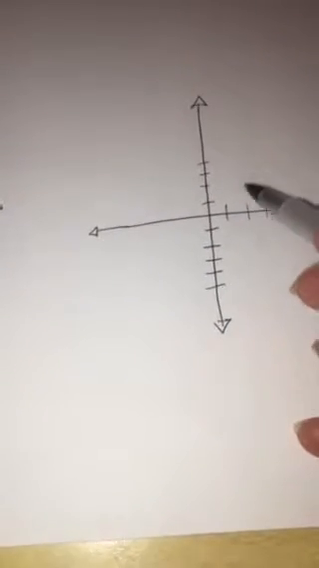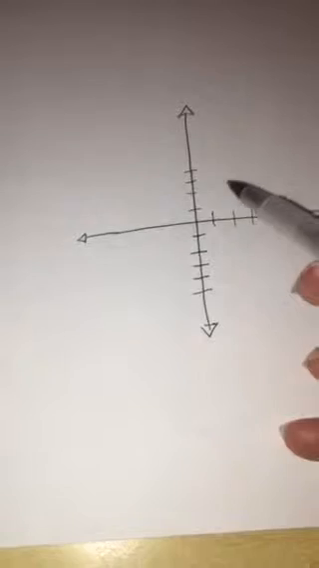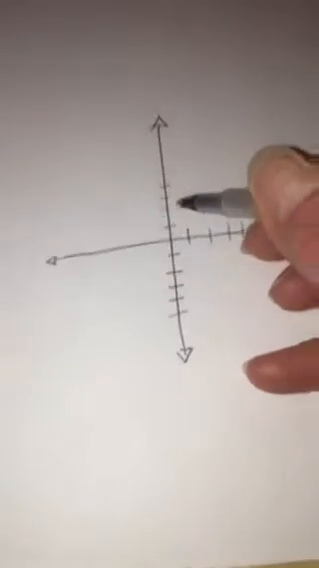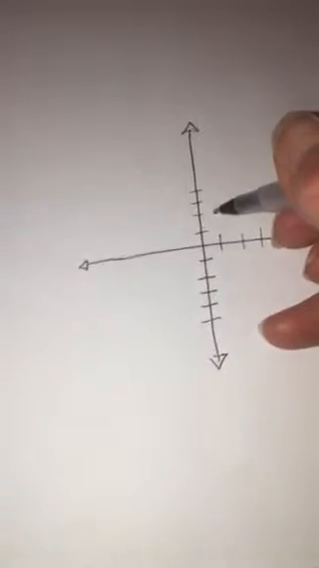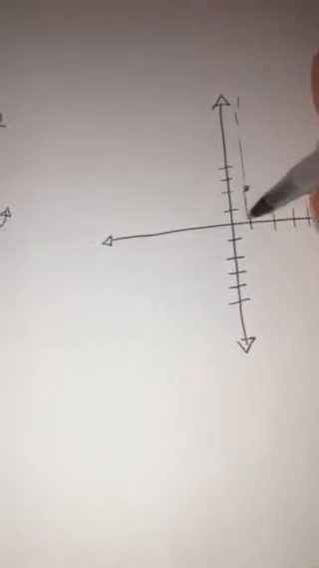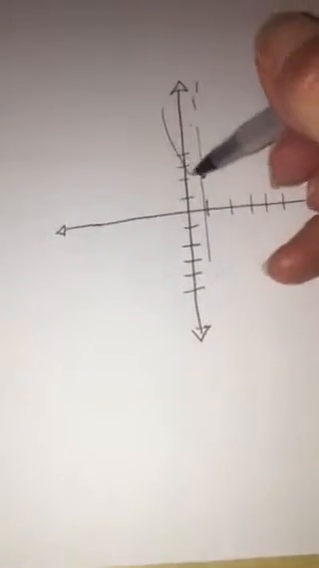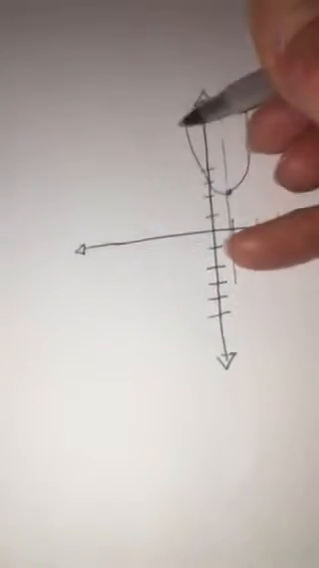Did I mess something up? -1, 1, yeah, no, so go over 1 and up 2. And that's my vertex. This is also my line of symmetry. And so my parabola is going to go up this way. Okay. Next up, we have problem 40.